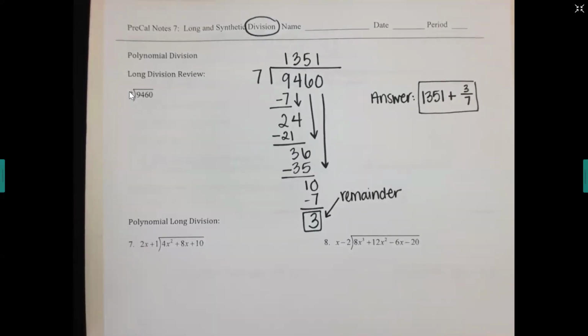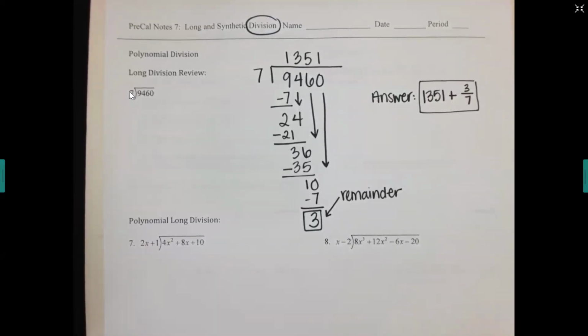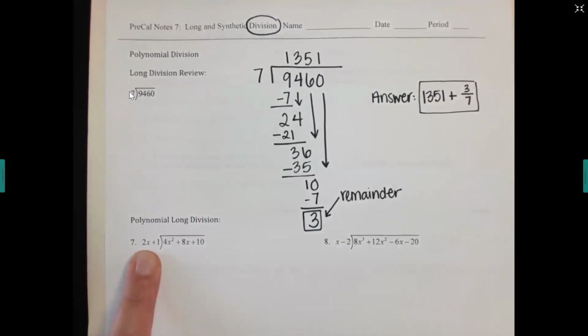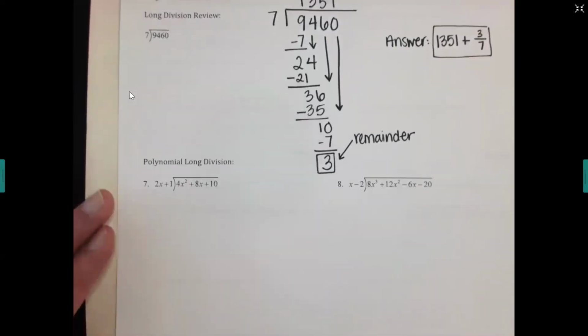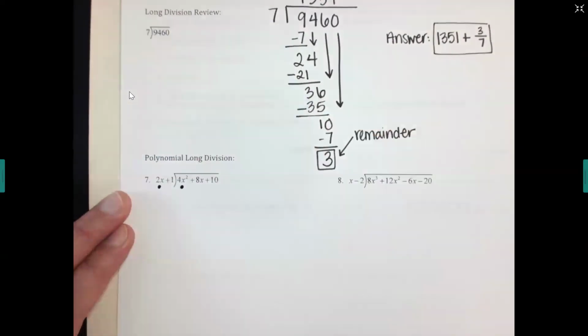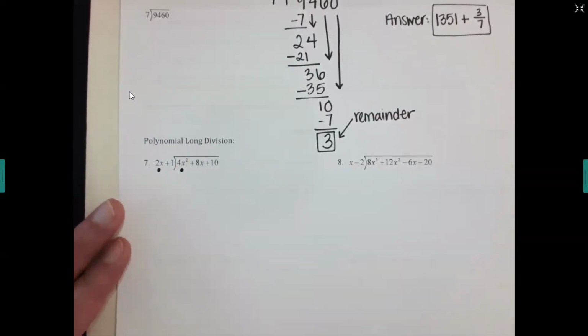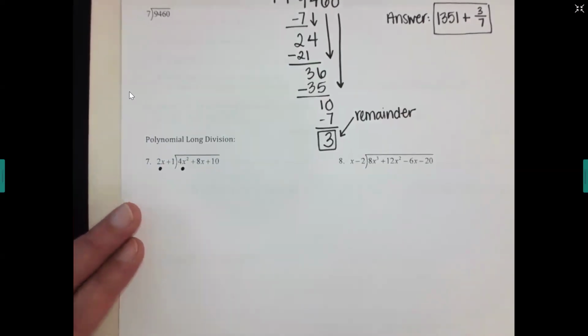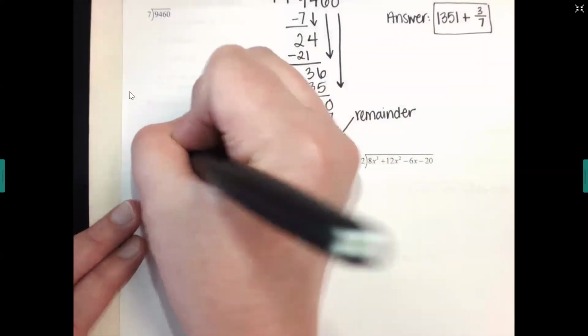The first 2 examples are going to be a little bit slower to work through, but hopefully by the 3rd and 4th example, you'll have the idea. Take a look at your question down there at the bottom. It's 2x plus 1 divided into 4x squared plus 8x plus 10. First thing that you're going to do is ask yourself, what would I times 2x by to perfectly match a 4x squared? 2 and I would need an x.